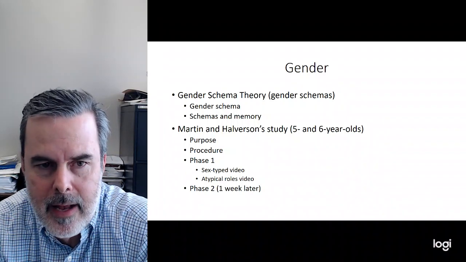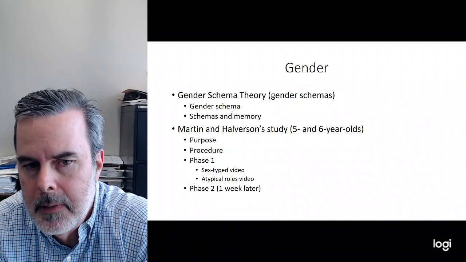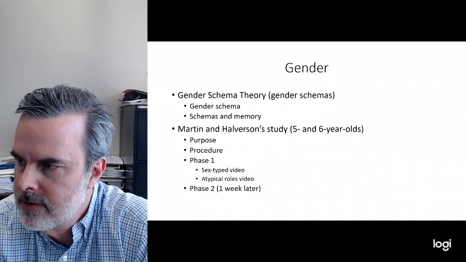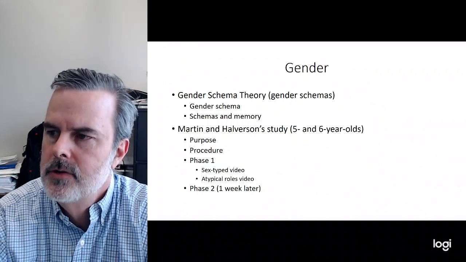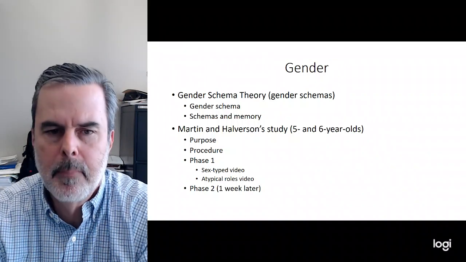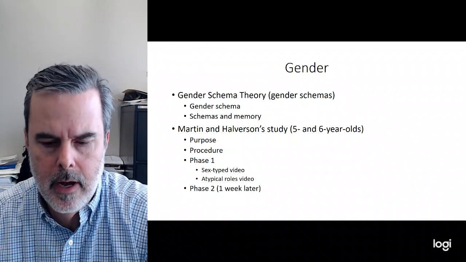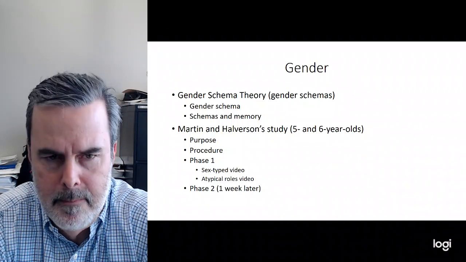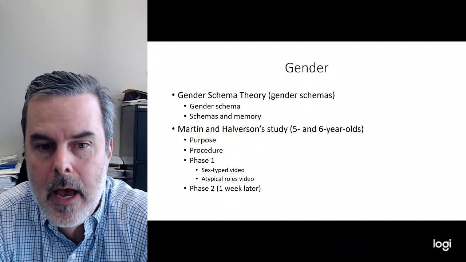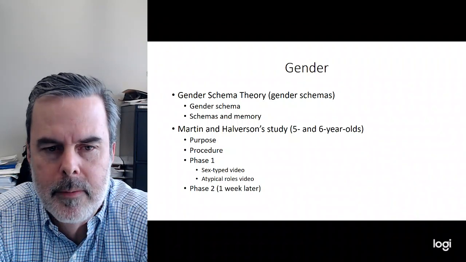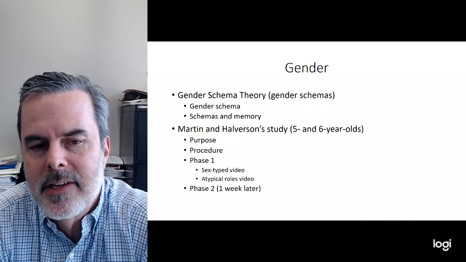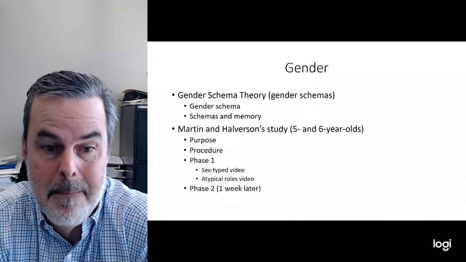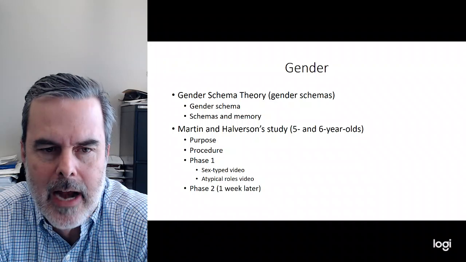A classic study that examined the link between gender schemas and the accuracy of memories was conducted by Martin and Halverson and involved 5 and 6-year-old kids. The key purpose of the study was to test the link between gender schemas and memories by showing kids a video of a man and a woman playing different roles, and then asking them some questions later on about what happened in the video and evaluating whether their memories for what happened were accurate or inaccurate.